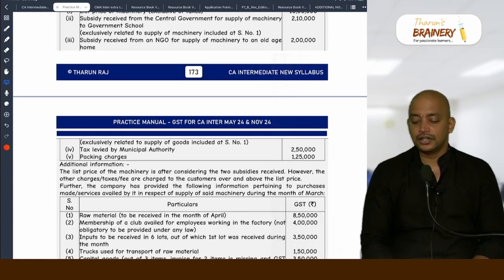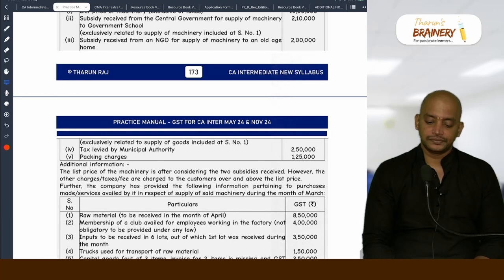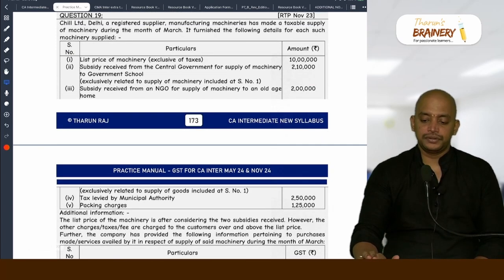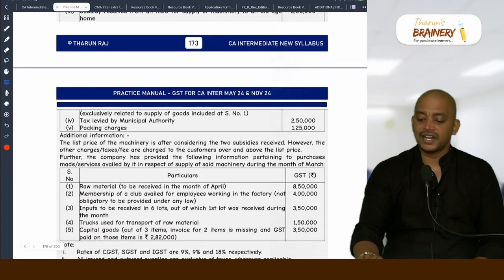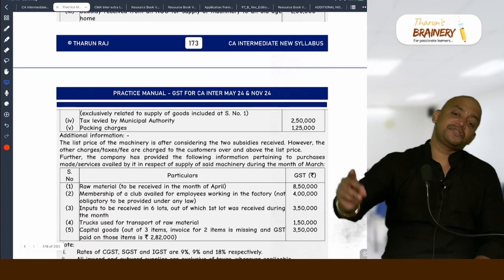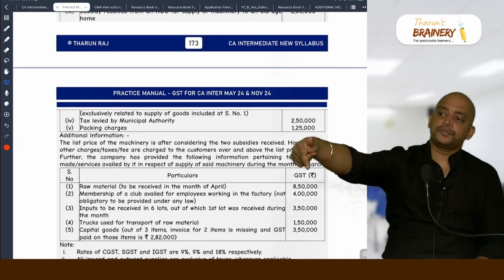So we need to add how much? 1,25,000. Now you will get one value. How much is that value? 15 lakh. This 15,75,000 is the value.